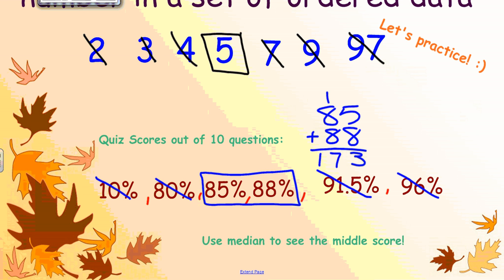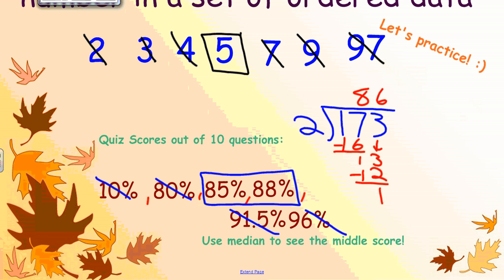Okay, for the sum, you should have gotten 173. Now we just need to divide that by 2. We can tell this number is not the middle number because it's not even a number in our set of data, and it's way outside the highest number. So let's divide that by 2.